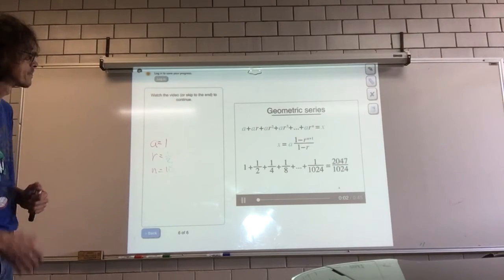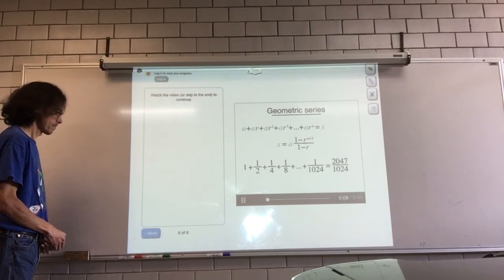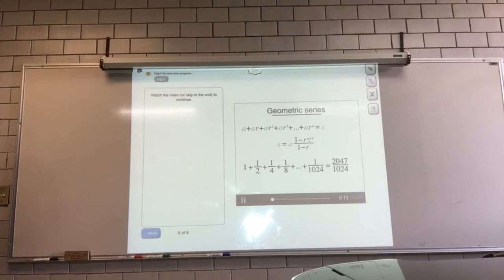Yes, the sum of this series is 2047 over 1024. For this series, A was 1, R was a half, and N was 10. So the sum turned out to be 2047 over 1024. And in decimal form, that's about 1.999, which is suspiciously close to 2. In a later tutorial, we'll look at what happens when the geometric series doesn't end, but instead goes on forever. For this series, that would mean that 1 over 1024 is not the last term, but that there are infinitely many terms after it, and we're adding all of them up together. This is then an example of an infinite geometric series. Maybe this one adds up to 2. Try thinking about it for a bit.